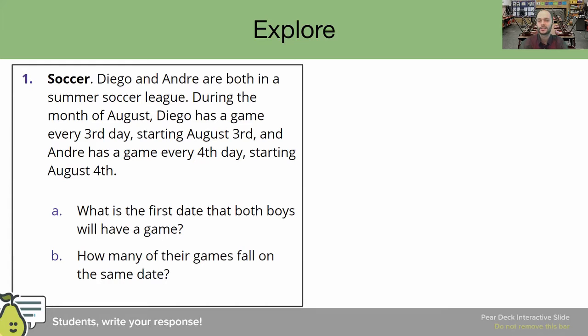Momentarily, we will find the least common multiple and solve this. Let's look at part B. It says how many of their games fall on the same date? All right, that's going to be answered as well once we find the least common multiple. All right. So please pause this video. I want you to make a list of multiples of 3 and make a list of all the multiples of 4. All right, welcome back.